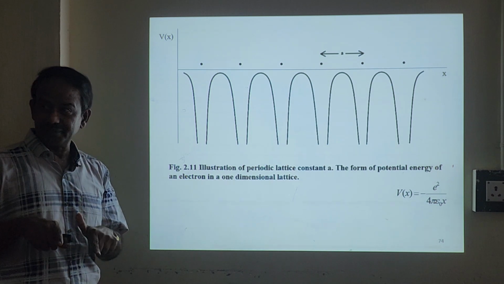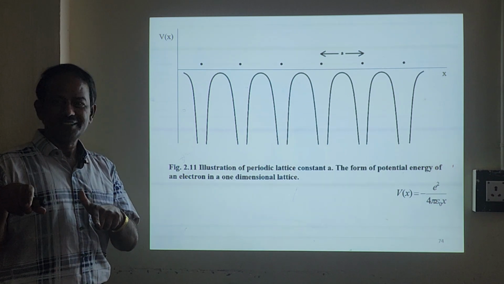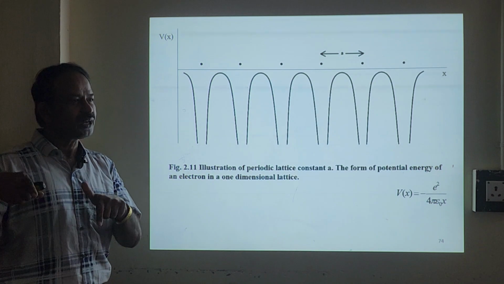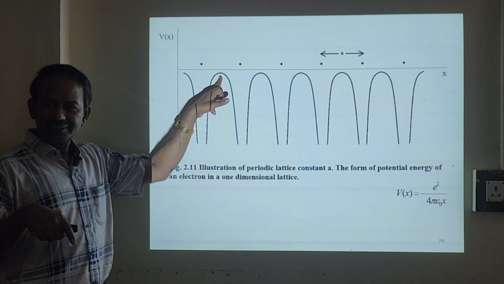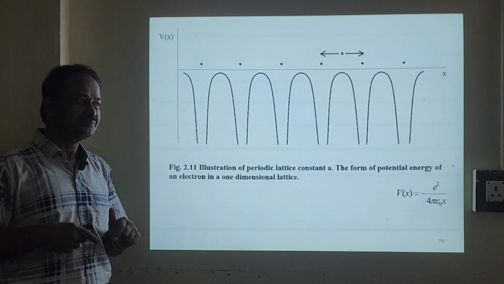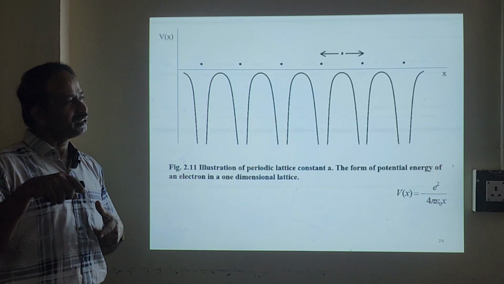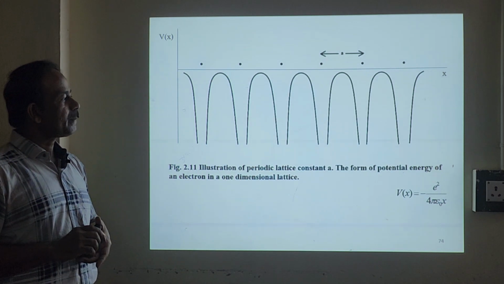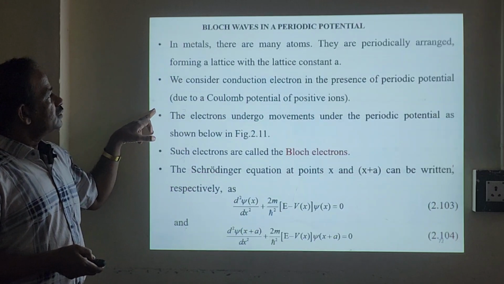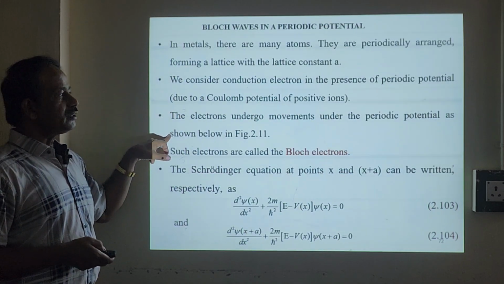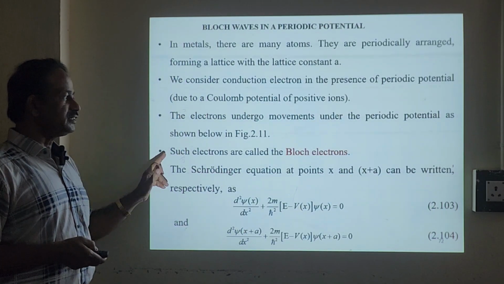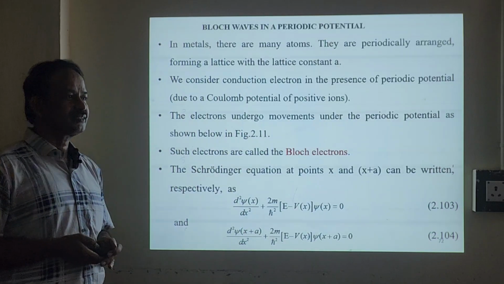But it is in a reverse way, V equals minus. So I want to say that here potential energy is maximum, here potential energy is minimum, because V is directly proportional to minus. So the electrons undergo movements under the periodic potential. Such electrons are called Bloch electrons.